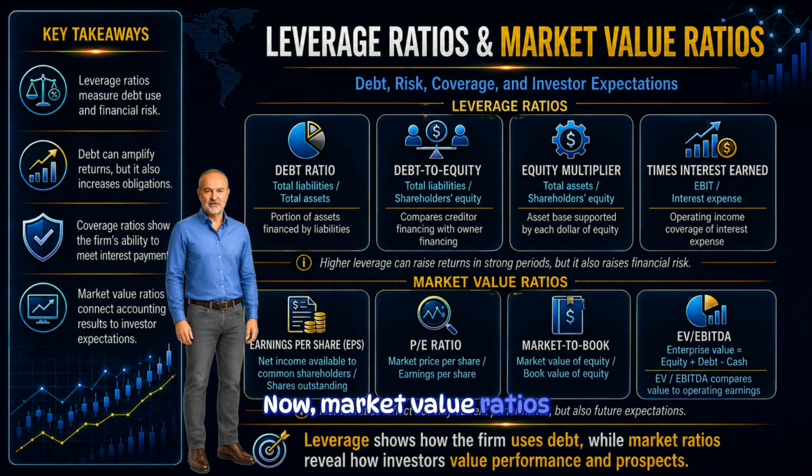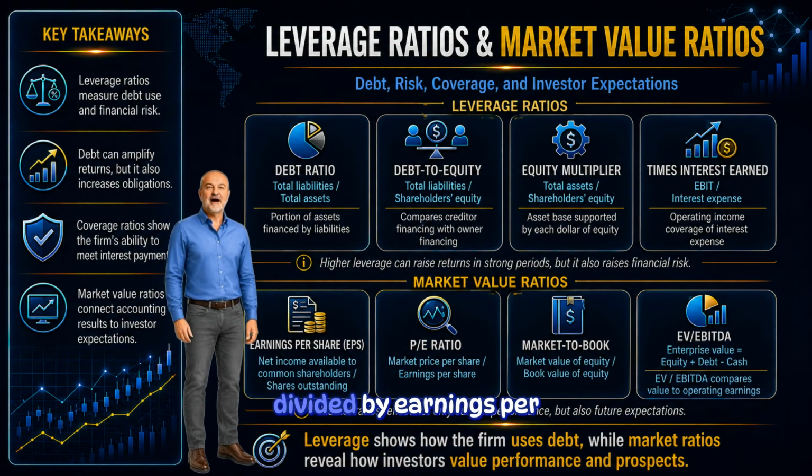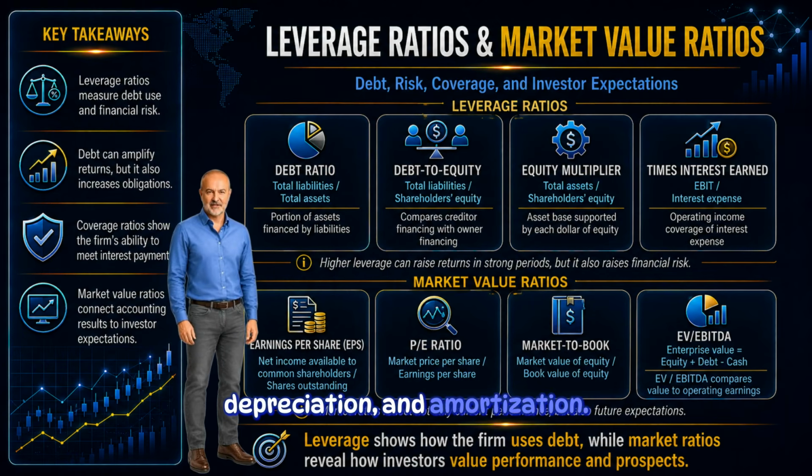Now, market value ratios connect accounting performance to investor expectations. Earnings per share equals net income available to common shareholders divided by shares outstanding. The price to earnings ratio equals market price per share divided by earnings per share. Market to book ratio equals market value of equity divided by book value of equity. Enterprise value equals market value of equity plus debt minus cash, and EV to EBITDA compares enterprise value with operating earnings before interest, taxes, depreciation, and amortization. Market ratios tell us not only about current performance, but also about expectations.